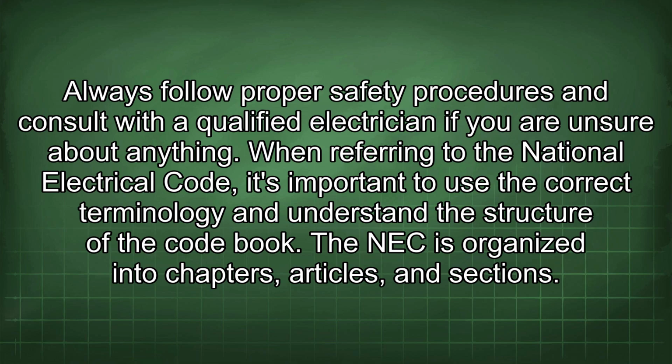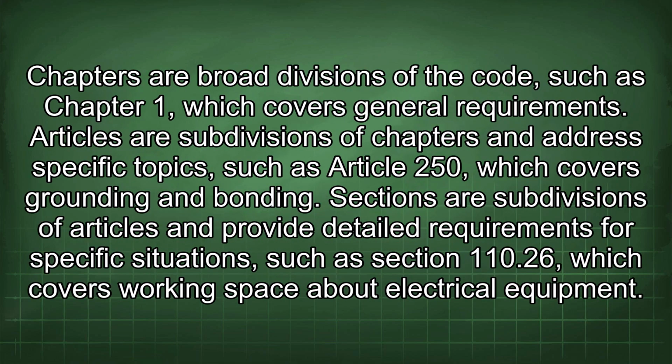When referring to the National Electrical Code, it's important to use the correct terminology and understand the structure of the codebook. The NEC is organized into chapters, articles, and sections. Chapters are broad divisions of the code, such as Chapter 1, which covers general requirements. Articles are subdivisions of chapters and address specific topics, such as Article 250, which covers grounding and bonding.